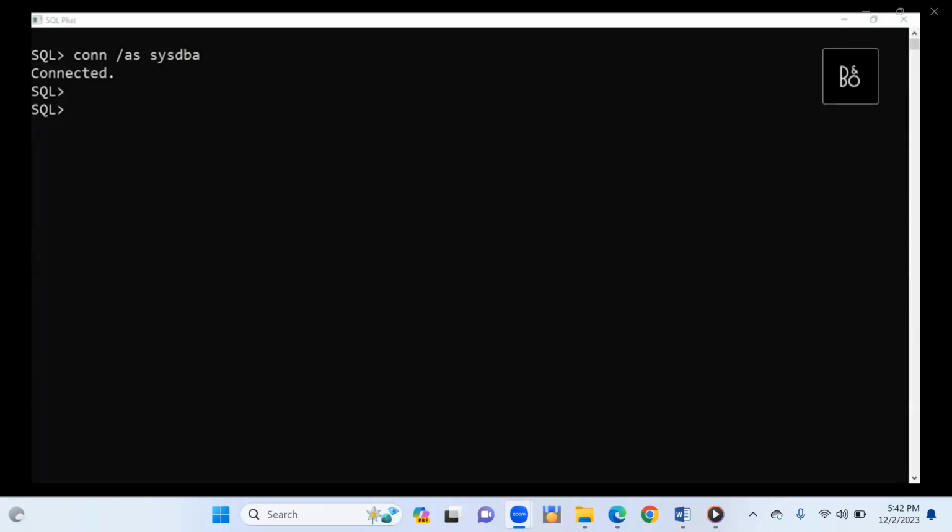Now, as you all know, when we talk about a database instance, this involves two things: the memory and the background processes. Memory and background processes equal a database instance.